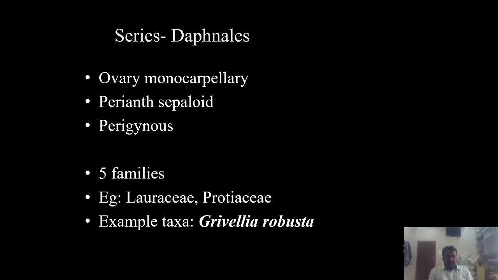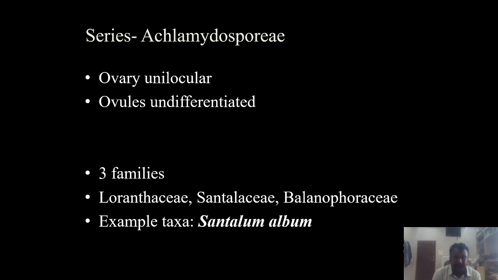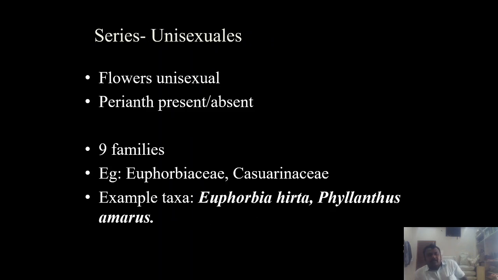Series Daphnales. Ovary monocarpellary, perianth sepaloid, perigynous flowers are present. 5 families: Lauraceae and Proteaceae are the examples. Grevillea robusta from Proteaceae. Series Achlamydosporeae, ovary unilocular, ovules undifferentiated. 3 families are present: Loranthaceae, Santalaceae and Balanophoraceae. Example, Santalum album. The last series, Unisexuales.